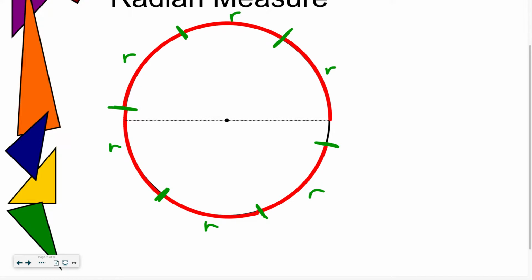Okay, so you go all the way around the circle, and you should have little marks for each time that you restarted. Okay, go ahead and count up how many times you were able to get a whole radius around the circle. How many times could you get a whole radius?